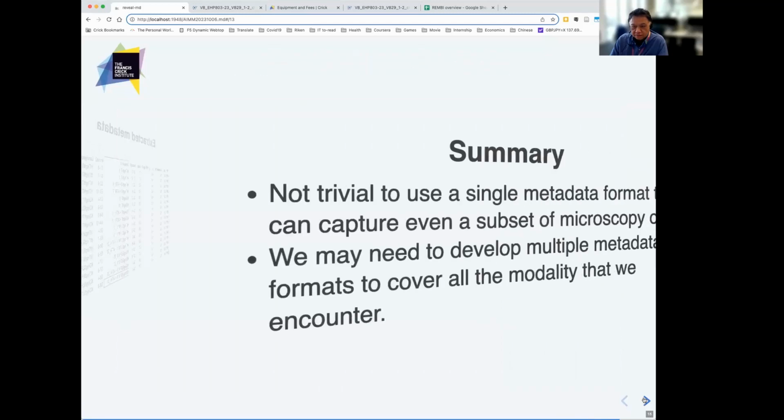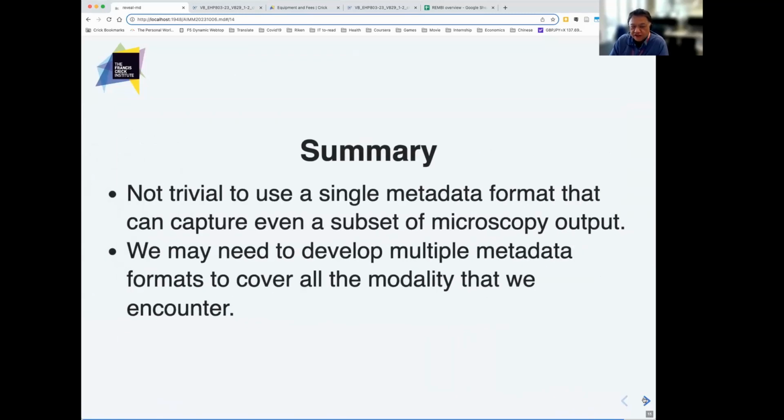So in summary, we find that it's not so trivial to use a single metadata format to capture even a subset of microscopy output. We may need to develop multiple metadata formats to fit different things, but then it becomes a problem of implementing it, the problem of training users to use that, etc. So it's still work in progress, and hopefully some of you can give us some suggestions and comments. Very welcome on this. Thank you.